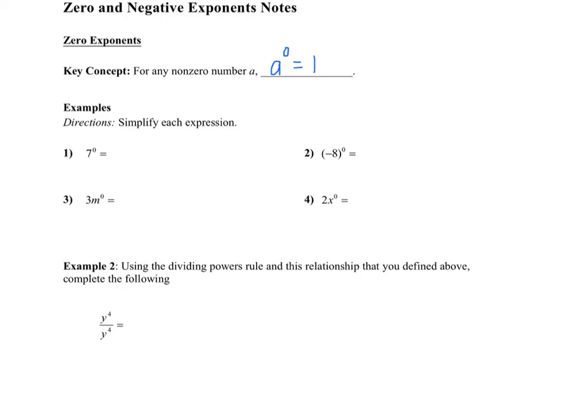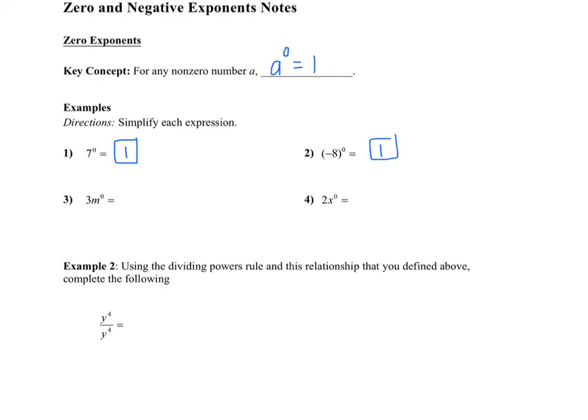Directions: simplify each expression. 7 to the 0th power. Whenever our exponent is 0, your answer is going to be equal to 1. Number 2, negative 8 to the 0 power. Again, to the 0 power, your answer is going to be equal to 1.